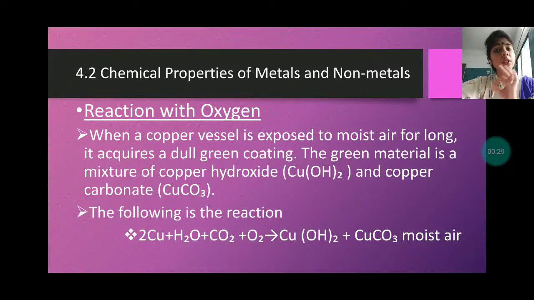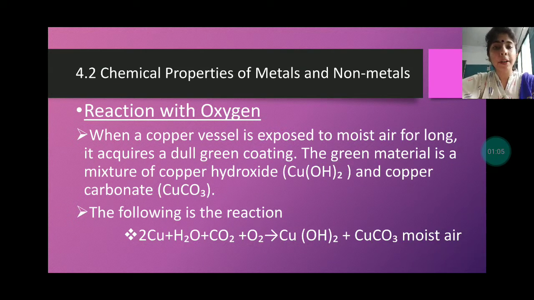When the reaction is occurring with the oxygen. When metal is reacting with the oxygen, what will happen? Suppose the iron is taken. What will happen when it comes in direct contact with the air, that is oxygen? It will get rusted. That iron will get rusted, and then we come to know that the oxygen has reacted with this metal. That's why we are using oil paints for covering the iron surface.